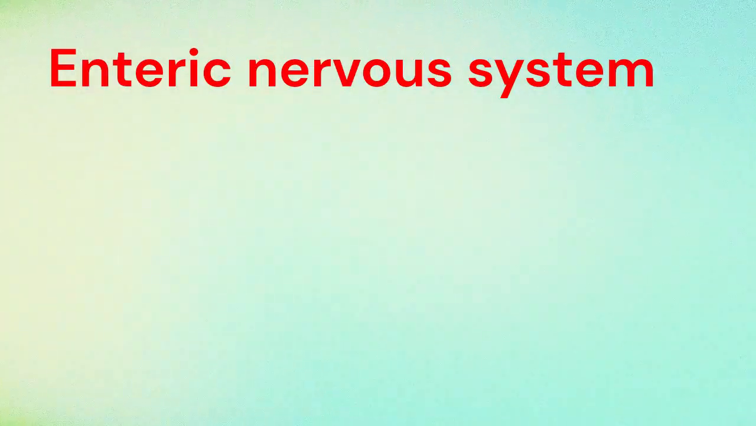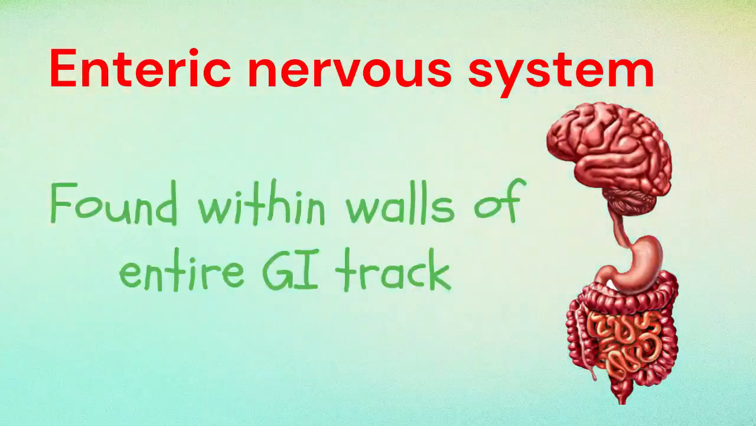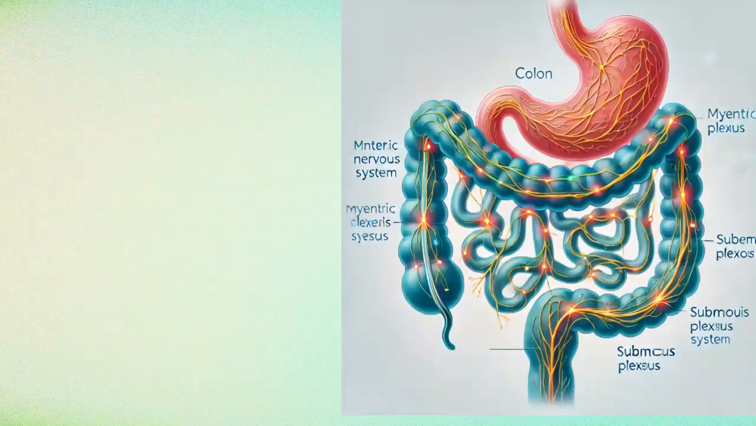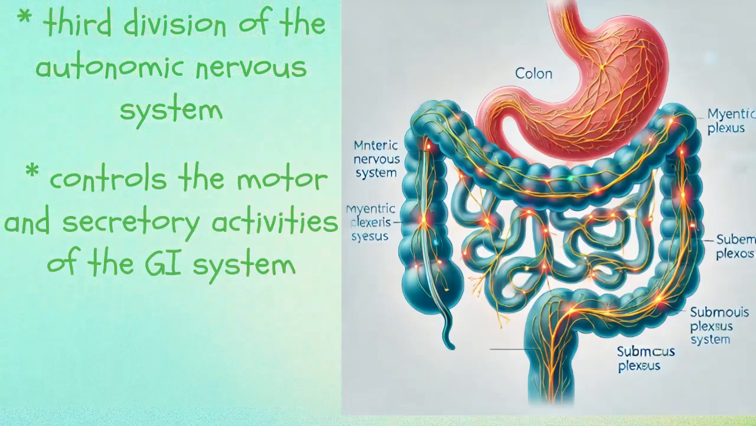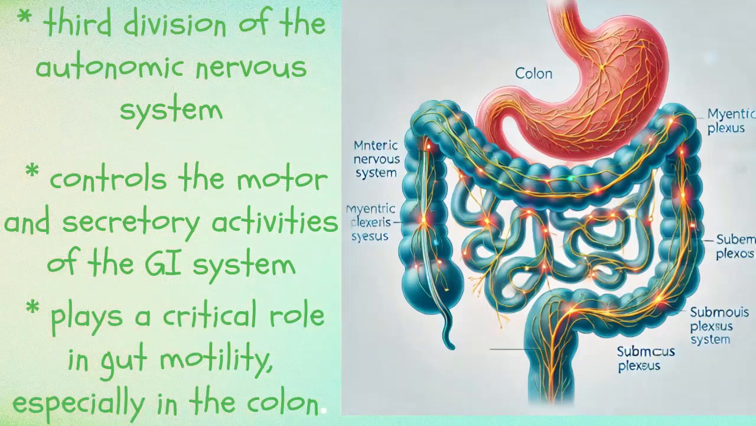The enteric nervous system, or ENS, is another fascinating part of the autonomic nervous system. The ENS is often considered a third division of the autonomic nervous system. It controls the motor and secretory activities of the gastrointestinal system and plays a critical role in gut motility, especially in the colon.